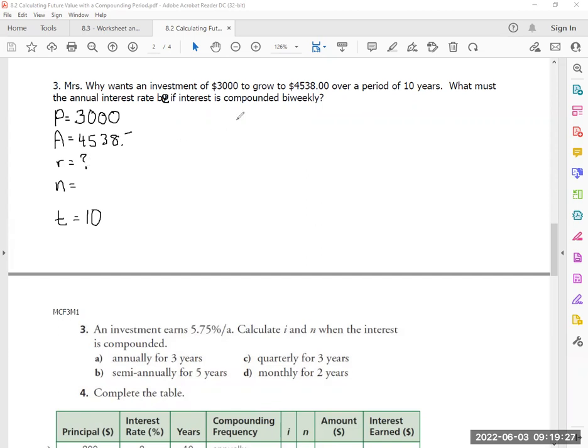If the interest is compounded bi-weekly, what does that mean? How many times a year is it compounded? How many times is it calculated?